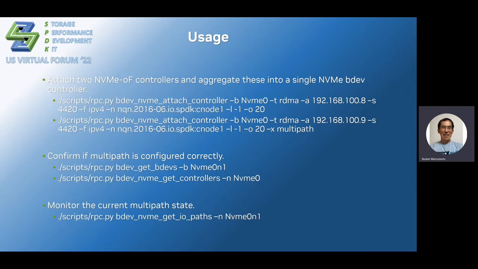Move to the second bullet. To confirm if multipath is configured correctly, two RPCs, bdev_get_bdevs and bdev_nvme_get_controllers, are available. Move to the third bullet. To monitor the current multipath state, an RPC, bdev_nvme_get_io_paths, is available.